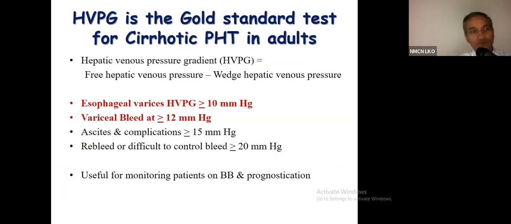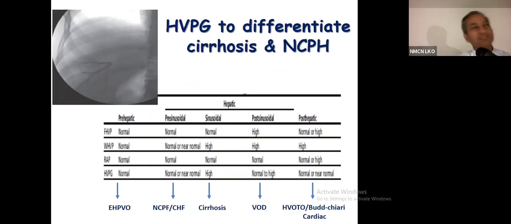HVPG is the gold standard. The hepatic venous pressure gradient is the difference between the wedge hepatic venous pressure and the free hepatic venous pressure. When the gradient is more than 5, it is actually portal hypertension. In cirrhotics, varices develop when this pressure is more than or equal to 10 millimeters of mercury. So with HVPG, we can differentiate cirrhotic and non-cirrhotic causes.